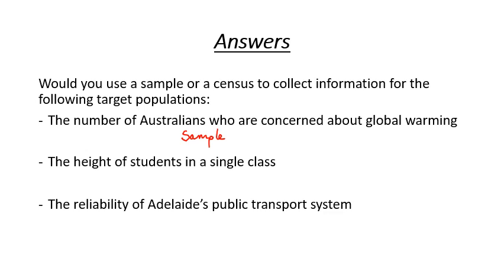The second example is the height of students in a single class. Now, a single class probably has a maximum of around about 30 students, maybe a little bit more. That's not a very big population, so we can do a census for that. And the last one, the reliability, I apologise, of Adelaide's public transport system. Again, Adelaide's population is well over 1 million. It's going to take a long time to survey everybody, so we would use a sample for this example as well.